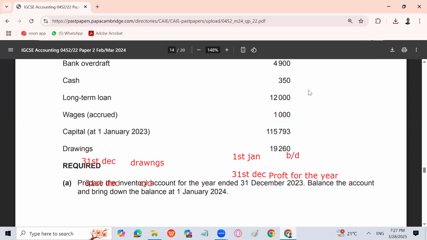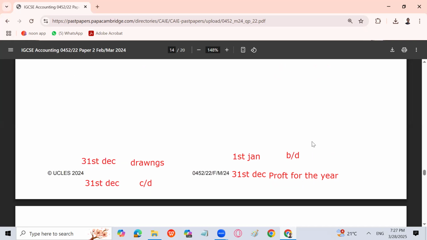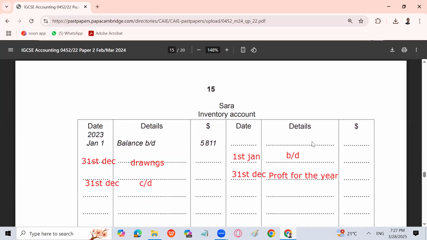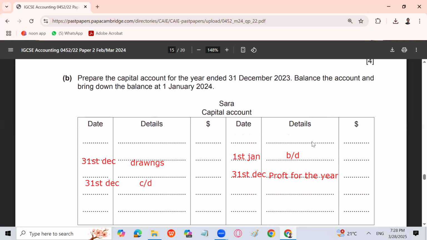तो कैपिटल एट 1st January is given here, that is 115793, and drawings are also given, and that is how much, 19260. So 115793, let me write here 115793.